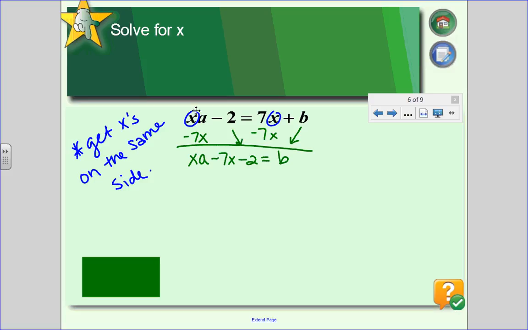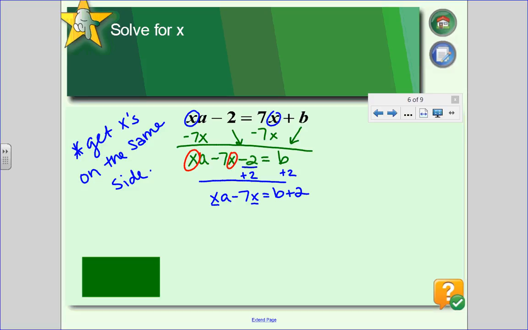We are looking to isolate this x, and this is where this type of problem is a little bit more advanced, because we were not able to combine our x's. Once you get the x's on the same side, anything that doesn't have an x, I want you to take to your other side. So let's add the 2 to the other side. This leaves us with only terms with x's on the left and terms without x's on the right.